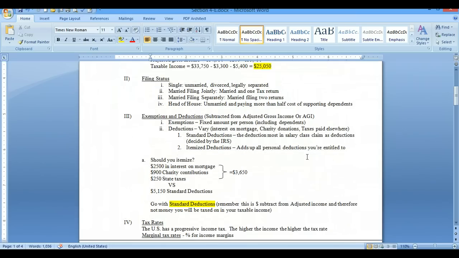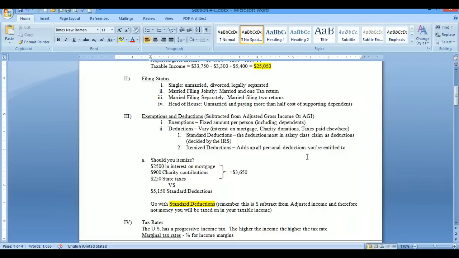Let's move on to Roman numeral 2, filing status. There are 4 different filing status options. Single, this is if you are unmarried, divorced, or legally separated. Married filing jointly is if you are married and filing one tax return, and married filing separately is if you're married and filing 2 separate tax returns.